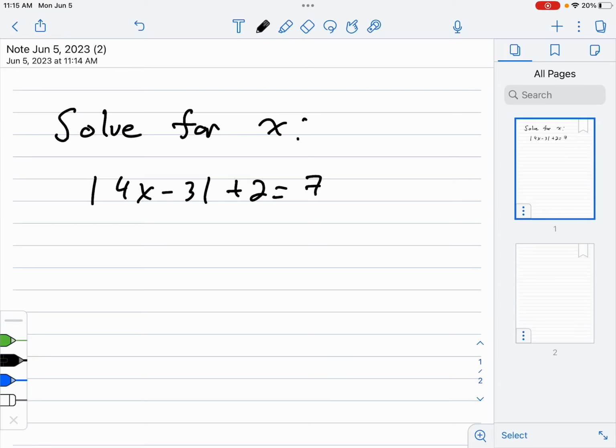Okay, so the question is: solve for x in the following equation. The absolute value of the quantity 4x minus 3, plus 2, equals 7. Your first step when solving an equation involving an absolute value is to isolate the absolute value. So I'm going to get the absolute value of 4x minus 3 by itself by subtracting 2 from both sides.